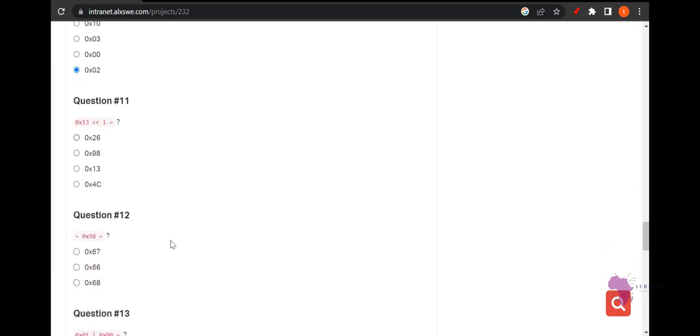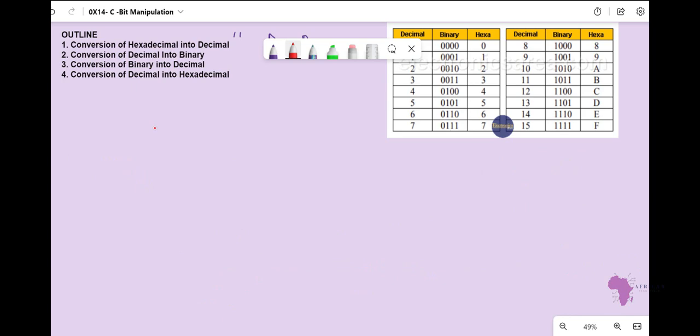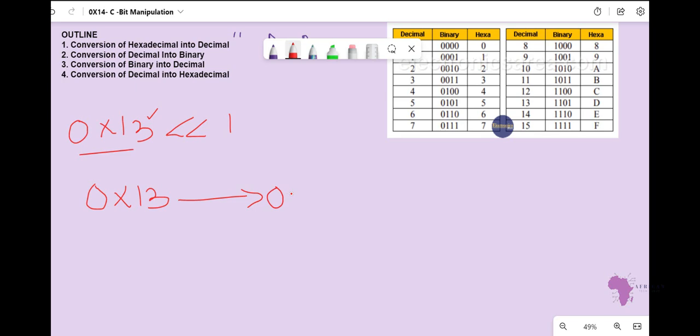So let's get into number 11. Number 11 says 0x13, and then you go left shift also 1 step. So let's get back here. We have been given 0x13, and we have been told to shift 1 step. So first of all, we need to find the binary of this. We first calculate decimal, then decimal into binary. So the binary value will be 0, 0, 0, then instead of 0 here, we'll have 1, and then 0, 0, 1, 1, like that. So that is the binary value of this number.